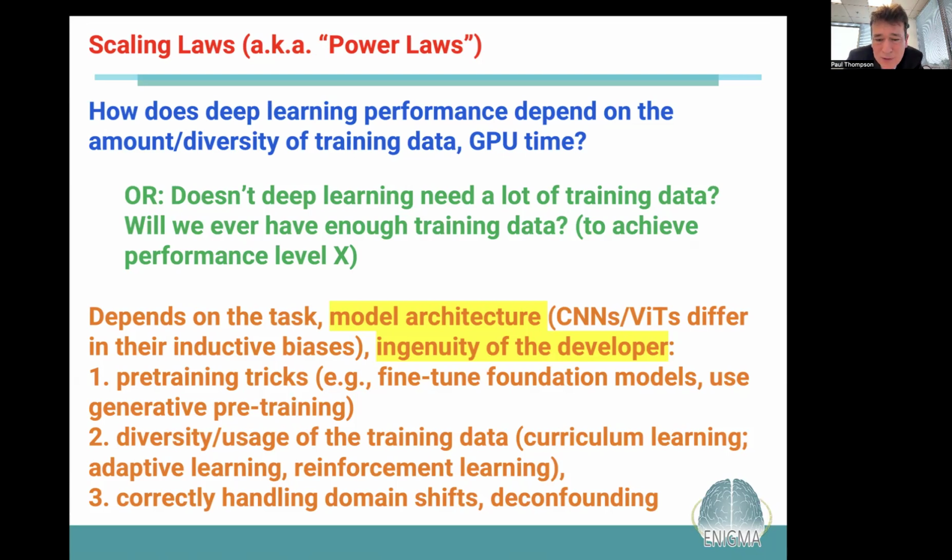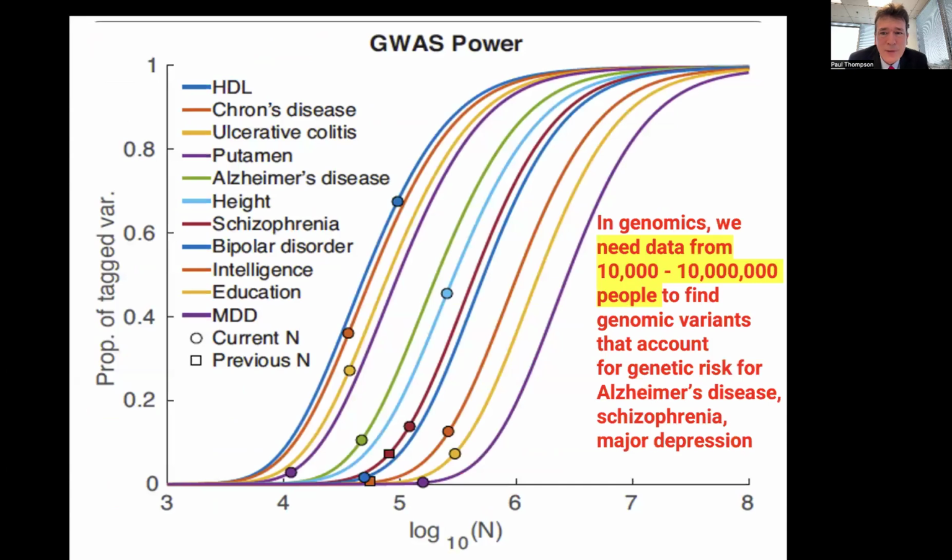And reinforcement learning, such as is used in automatic cars, uses the incoming data to decide what to do, and then you can go and seek out training data that's most optimal for performing a task. And all the time, performance depends on identifying domain shifts and confounds that might be giving over-optimistic performance.